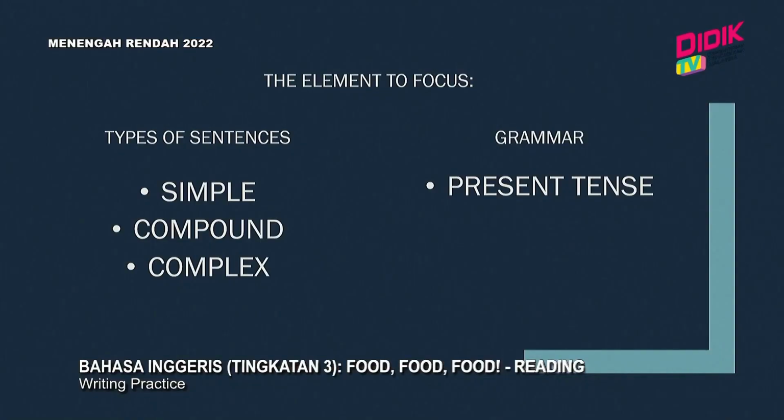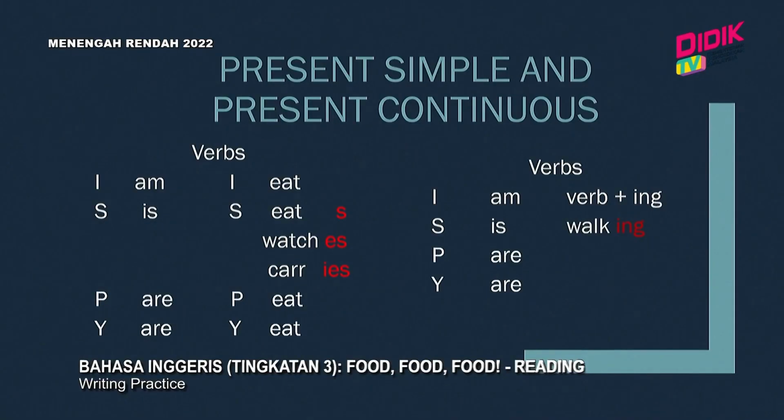Now, the element to focus on for our lesson is a few types of sentences that an English person should know. When we are learning the subjects, we have simple, compound, and also complex sentences. And for our lesson, we are going to look at present tense. Our focus is present simple and also present continuous. So what do we have in our present simple?